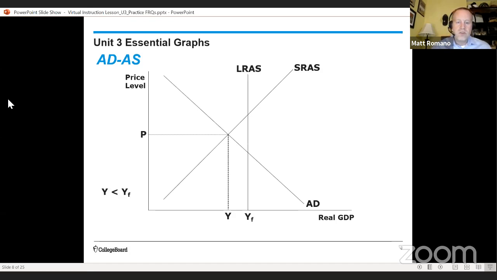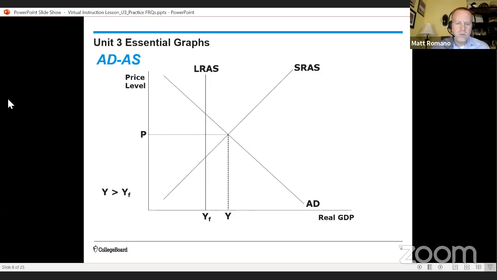The other two starting points, obviously, we could have output which is less than full employment, where Y is less than full employment, which is going to tell us that the unemployment rate is elevated. It's greater than the natural rate. And we have a recessionary gap. So that's, again, something we have to recognize. And we're going to practice how we read that within the context of an FRQ today.